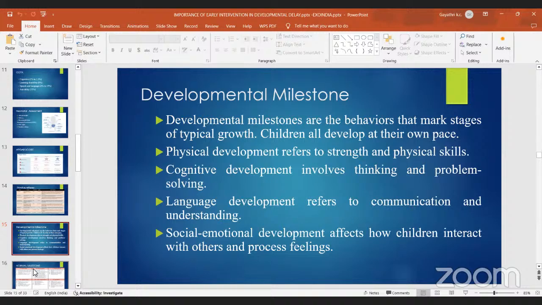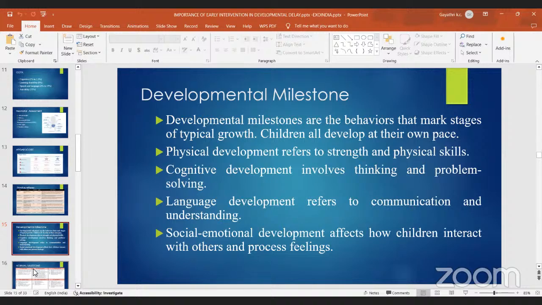Physical development. What is meant by physical development? Physical development refers to strength and physical skills, like the baby walking or any other motor development. It takes two developments, that is gross motor development and fine motor development. Both come under physical development.